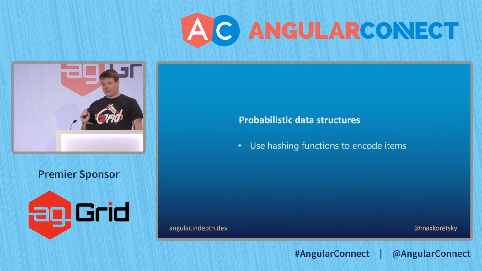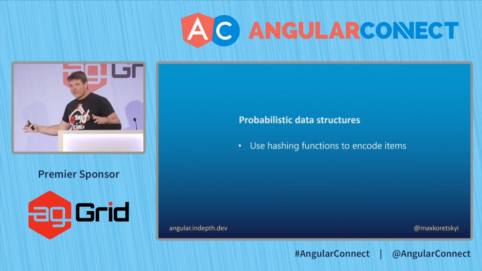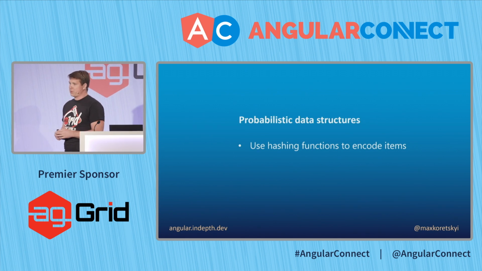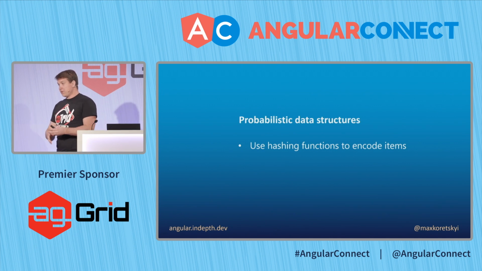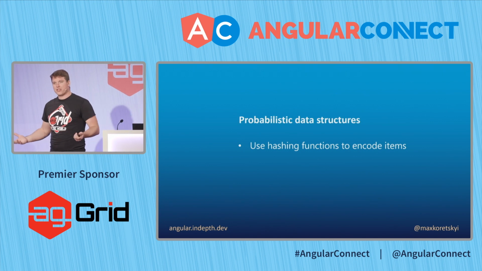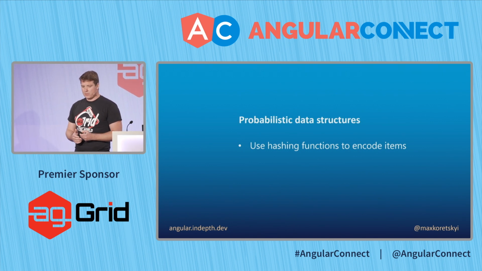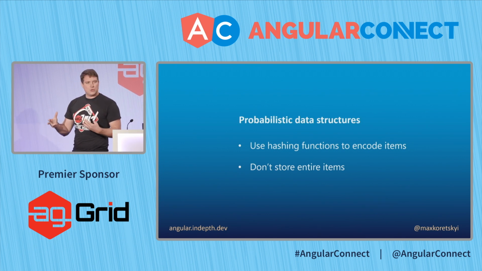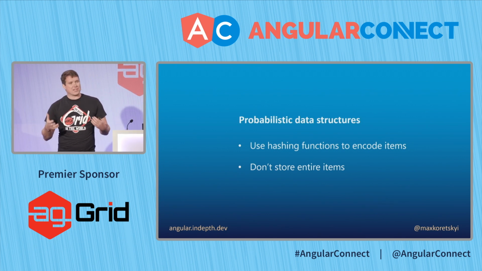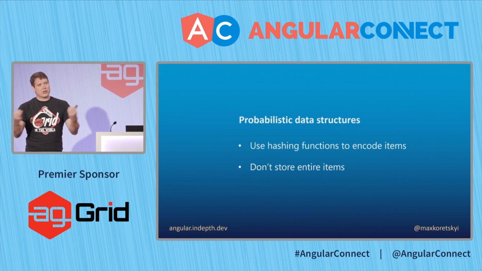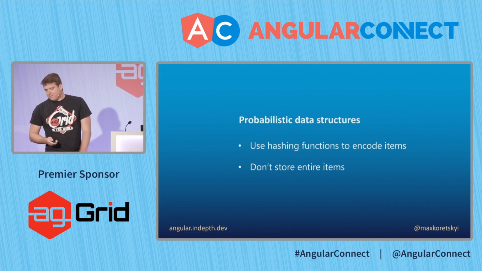Yeah, this slide, I forgot about it, right? So all probabilistic data structures, they share two common characteristics, and Bloom filters as well. They use hashing functions to encode items. So you feed them a good item, and you get a hashing function result, which is just a number. And they don't store entire items. So you cannot use probabilistic data structures as a replacement for regular data structures like array. They usually go one with one.